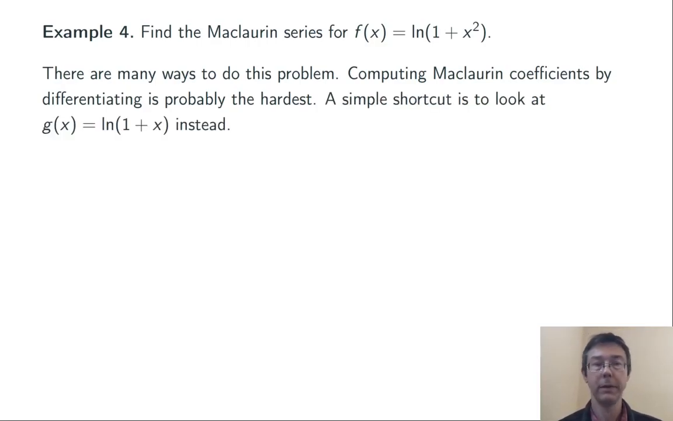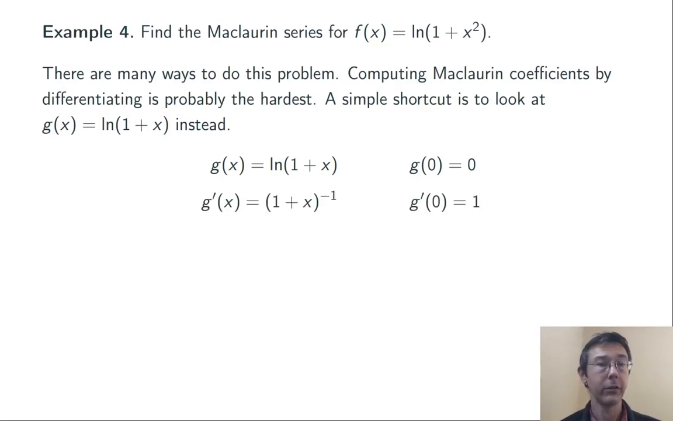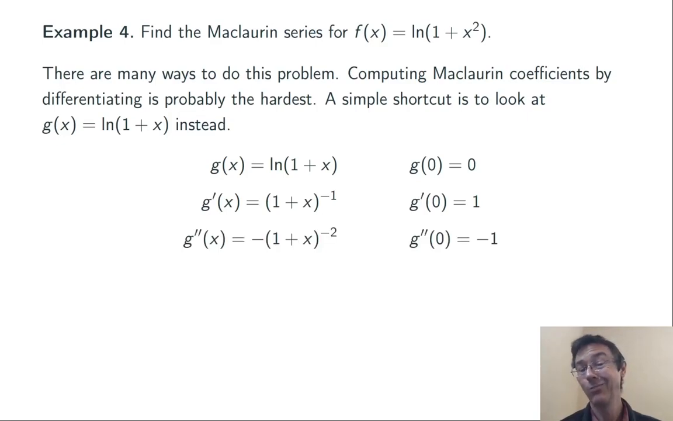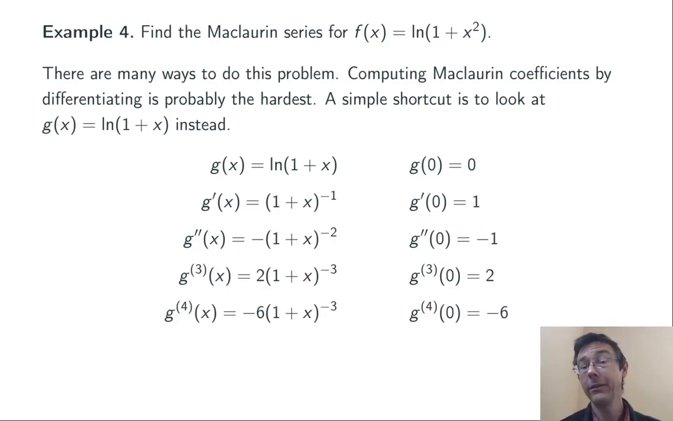So one simple shortcut is to find a Maclaurin series for the natural log of 1 plus x. Now my derivatives are going to be nice and simple. The idea is that once I do that, I'm going to take out x in that series and plug in x squared to get the Maclaurin series for ln of 1 plus x squared. Okay, so let's get some derivatives for this new function, ln of 1 plus x. I get 1 plus x to the negative 1, differentiating that, negative 1 plus x to the negative second, and so on. Plugging in 0, I get 0, 1, negative 1, 2, negative 6, and so on.